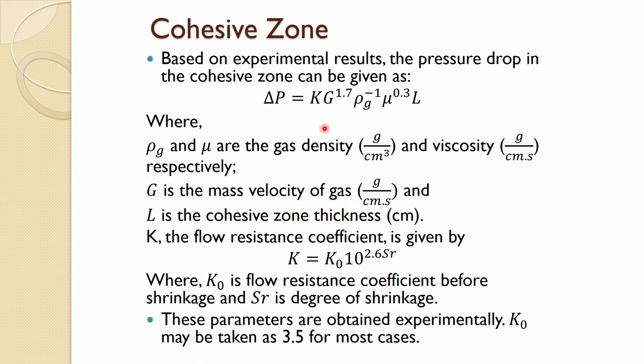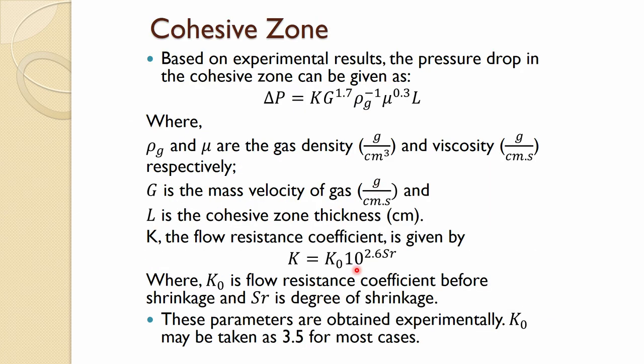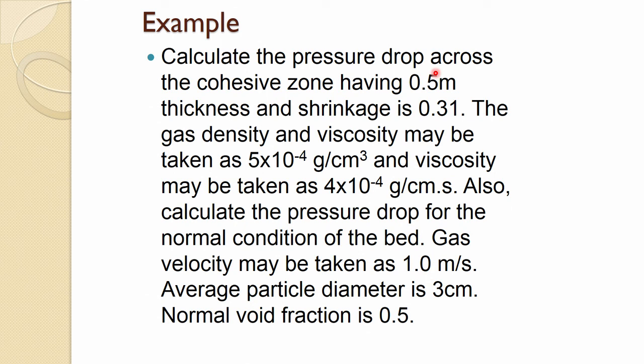Most of the units are in CGS. It is found that these parameters are obtained experimentally, and K naught may be taken as 3.5 for most of the cases. So, based on this, one can get some approximate idea about the pressure drop in the cohesive zone. There is not much other work done in that, mostly experimental. So, we are really lacking in the work in terms of fused bed.